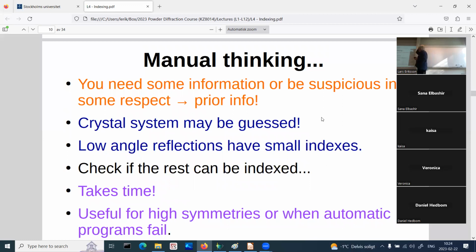If you sit down and try to index a pattern manually, maybe you need some information about it. Maybe from the diffraction pattern, if there are few lines, maybe you can guess that there could be a high symmetry. And if there are a lot of lines, then it's probably low symmetry. And you also know that low angle reflections have small indices. They are close to the origin.